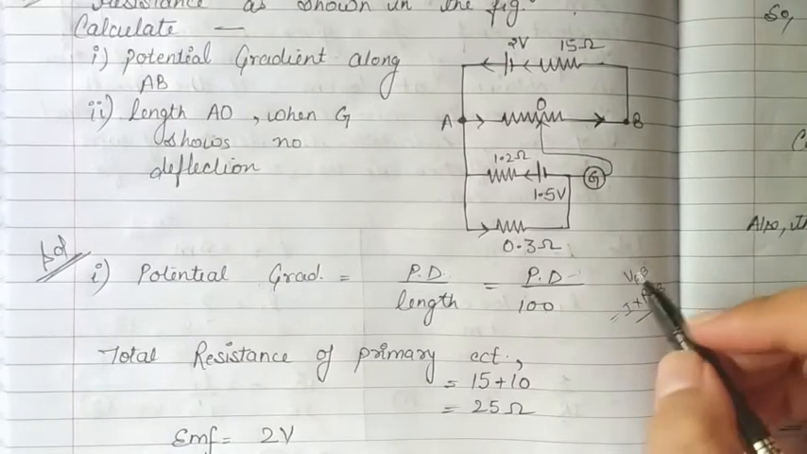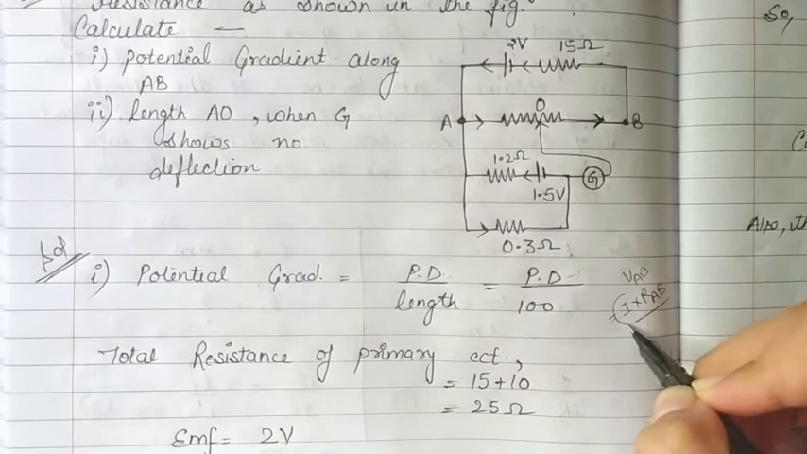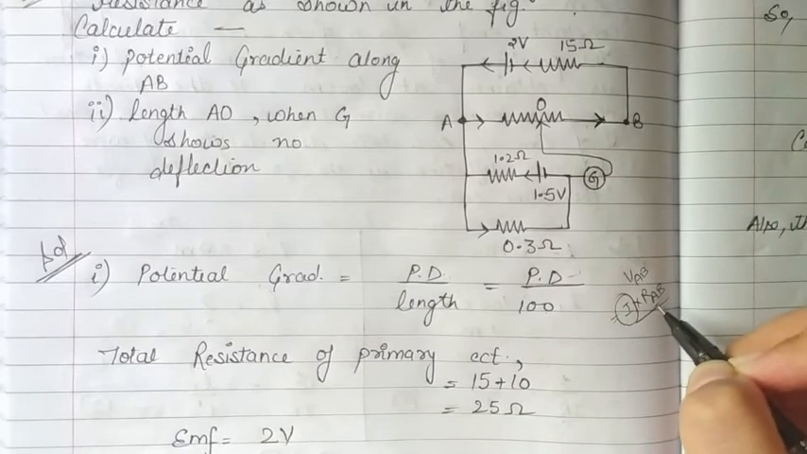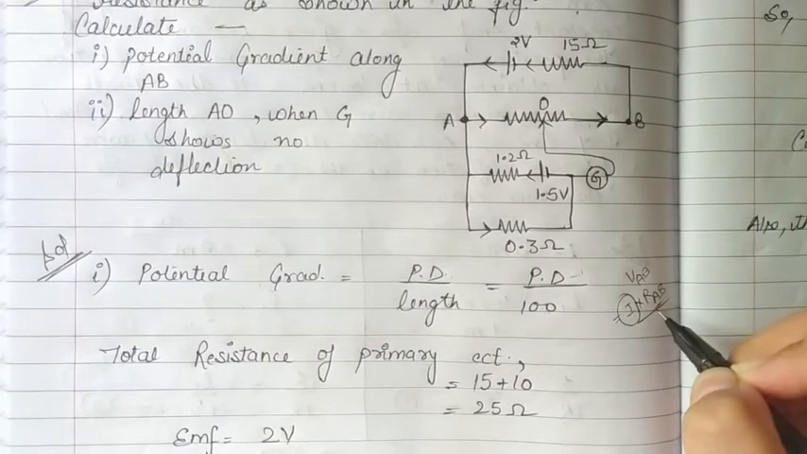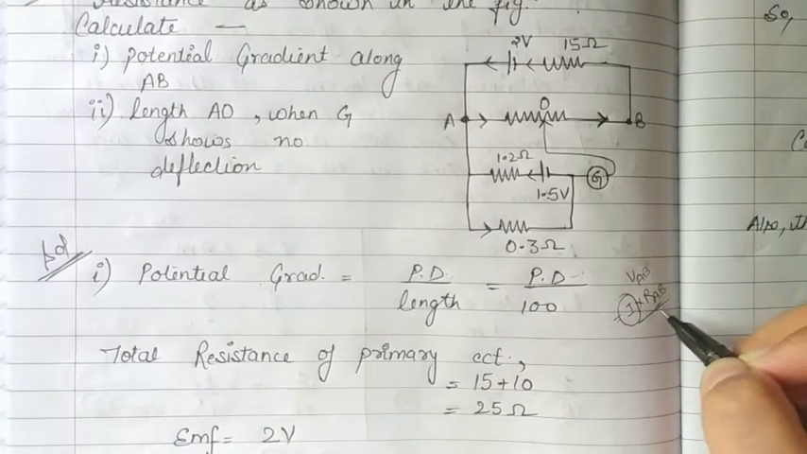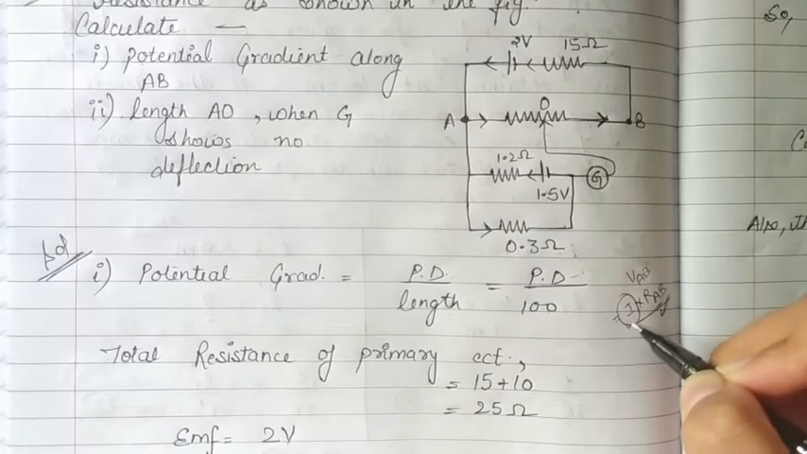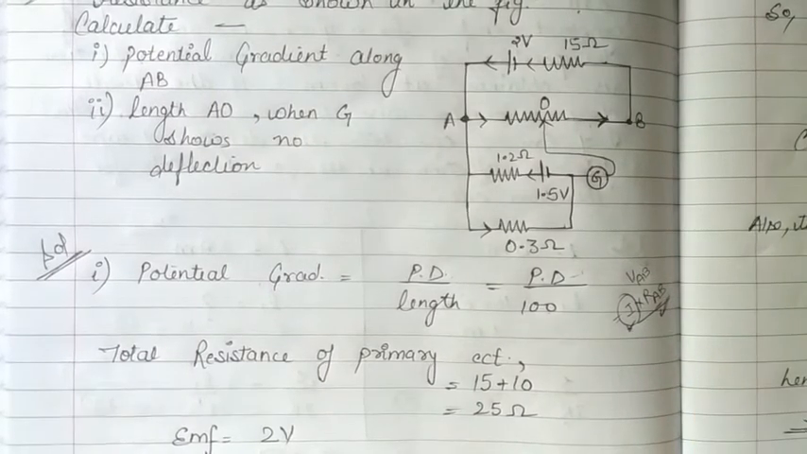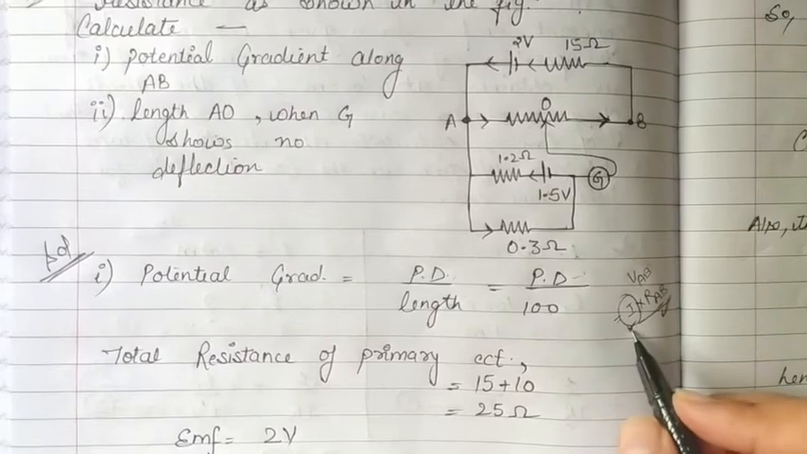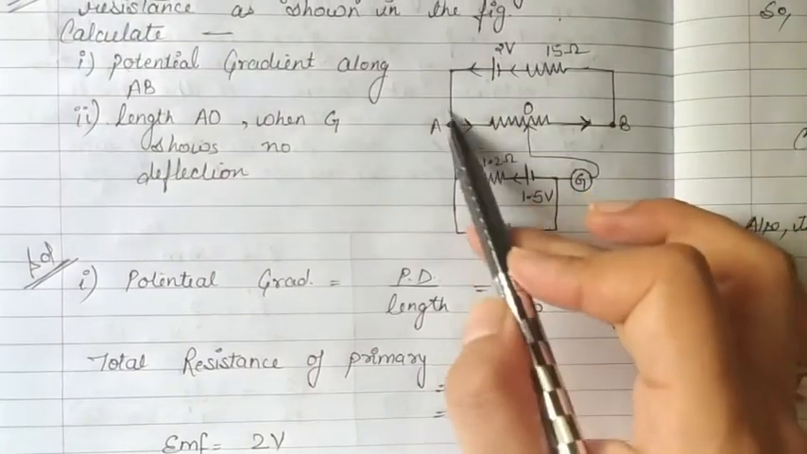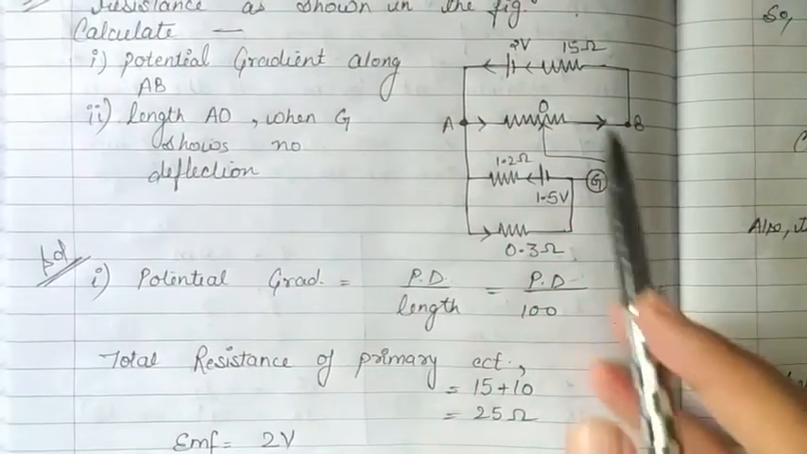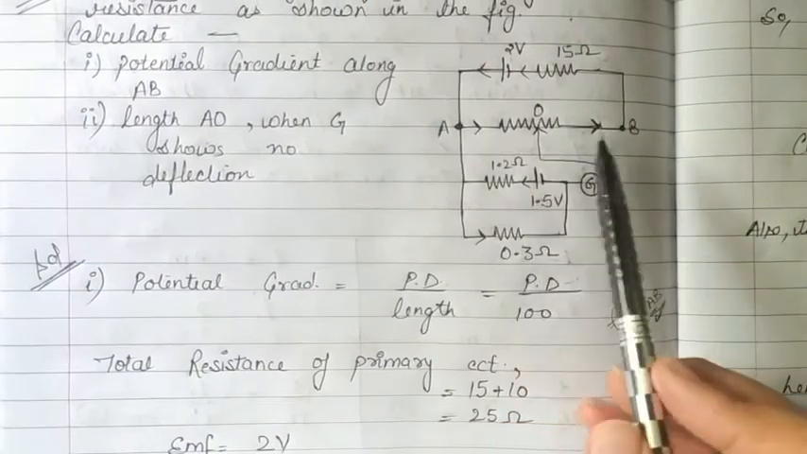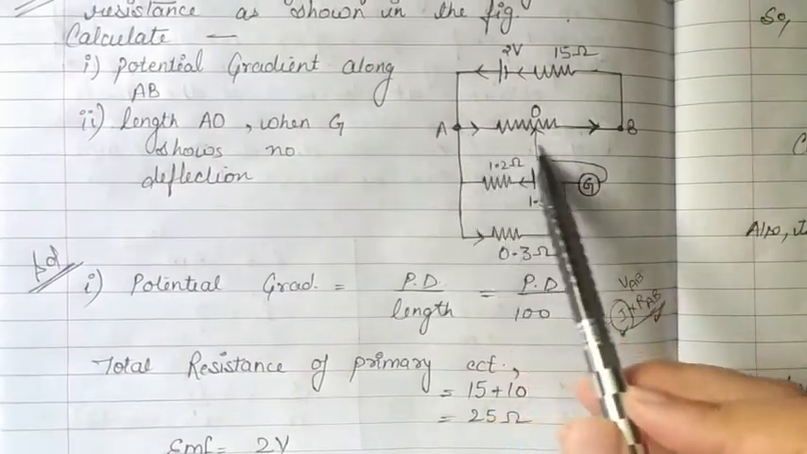Means if I want to find potential difference across AB, it will be I into RAB as per Ohm's law. So the task is to find current, because RAB we already know. This is given that the resistance of the wire is 10 ohms. So RAB we know. We are going to find the current I. Now current I can be found by using this primary circuit, right? So the current flowing through AB is the current that is flowing in the primary circuit.